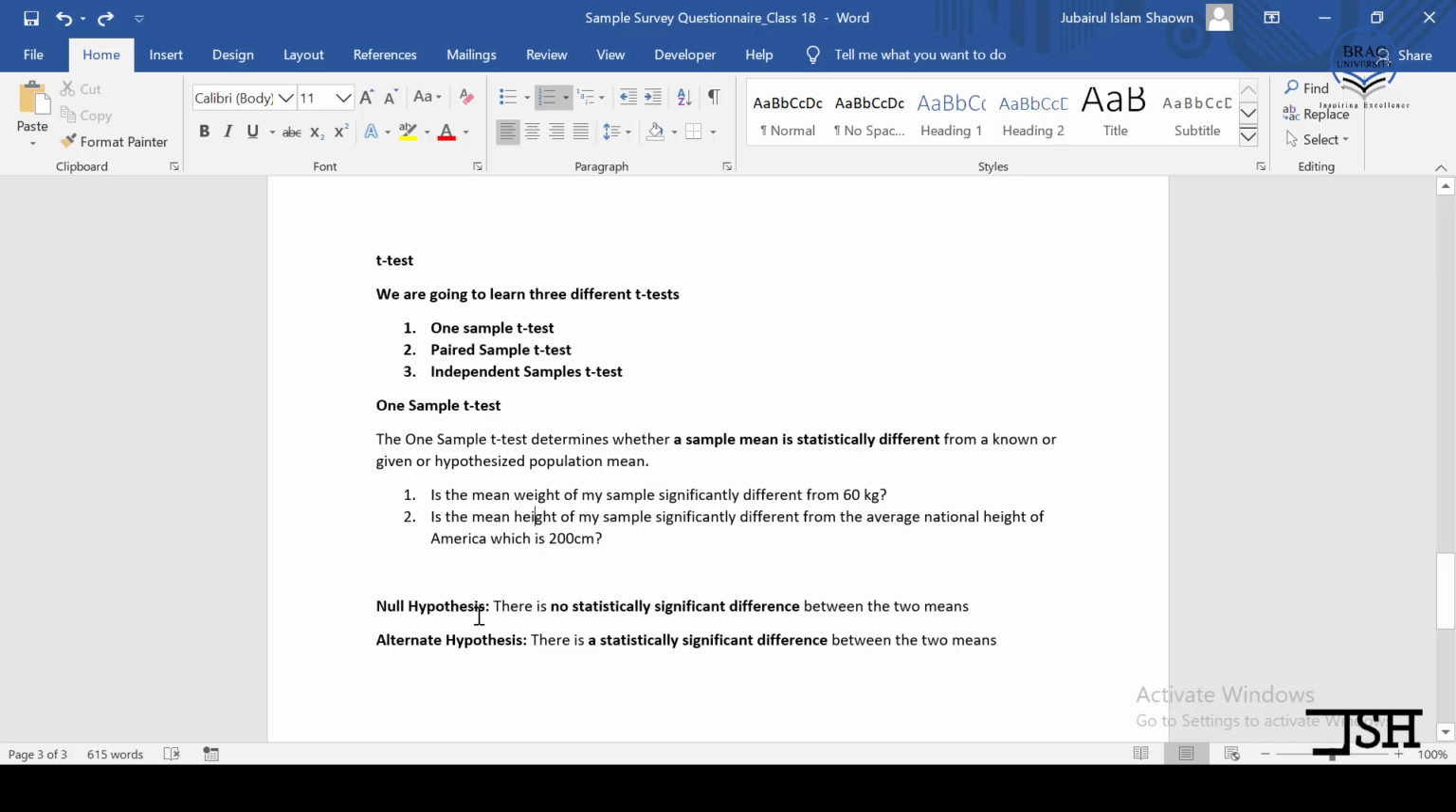Now let's take a look at the hypothesis for this question. Again, the same rule applies. The null hypothesis is this one, so no statistically significant difference, and the alternate hypothesis is this one. So there is a statistically significant difference. Now from the result that we got, do we accept the null hypothesis or the alternate hypothesis? Yes, you are correct. We have to reject the null hypothesis and accept the alternate one. Why? Because our result said that yes, there is a statistically significant difference between the two given means. So that's why we accept the alternate hypothesis.